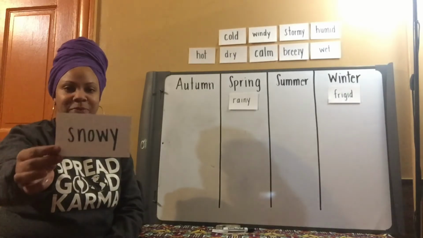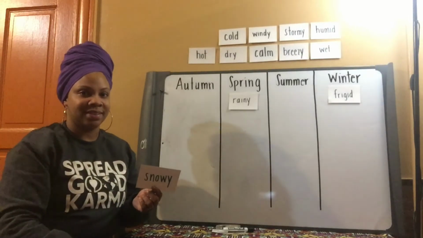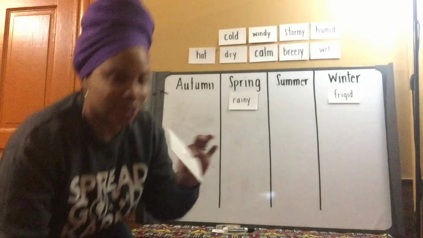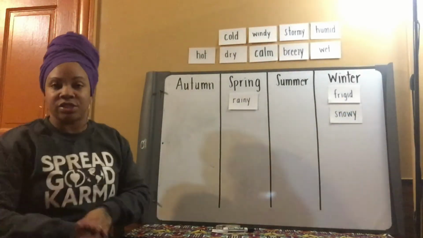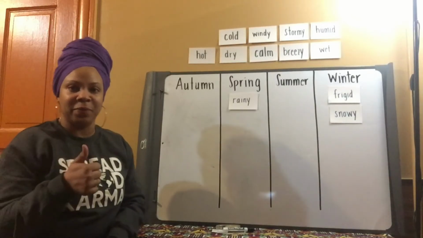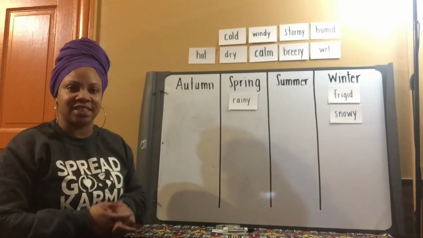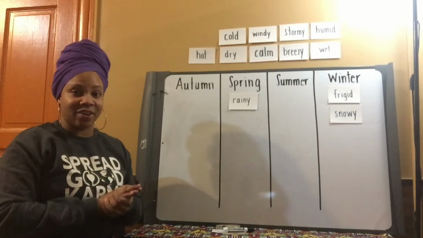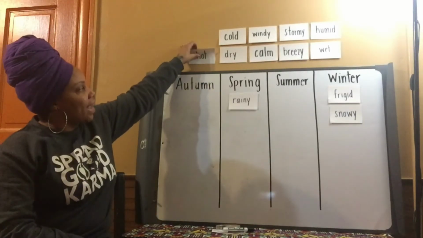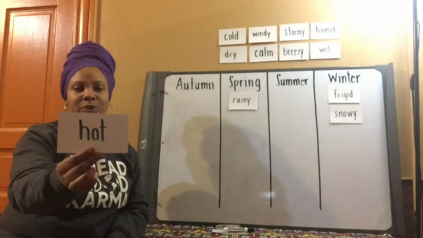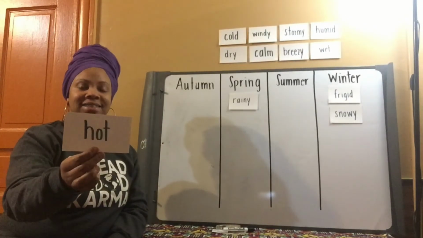What season do we experience snow? Winter, very good. So snowy is an adjective that we can use to describe winter weather. If you're with me so far, say check. Very good. All right, we have 3 more adjectives to do together. The next adjective is, what's this word, Congo? Hot. Very good.